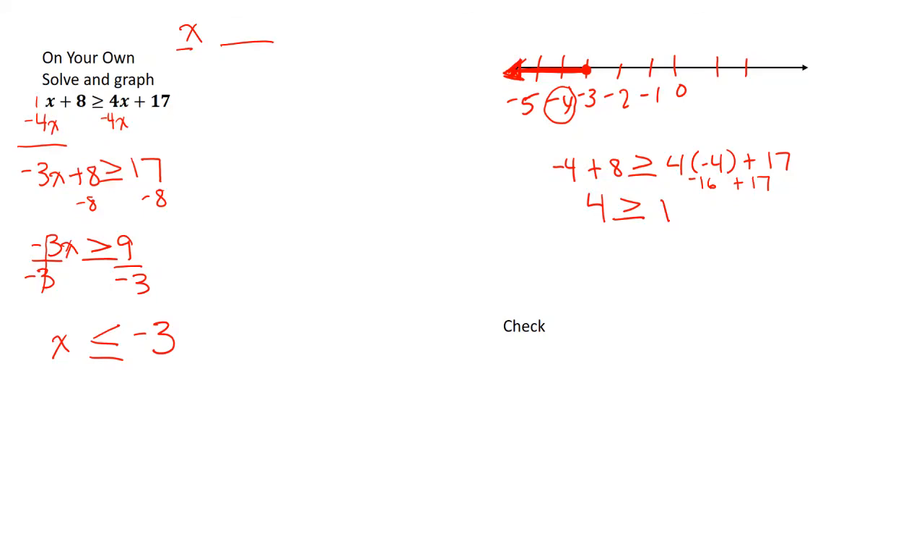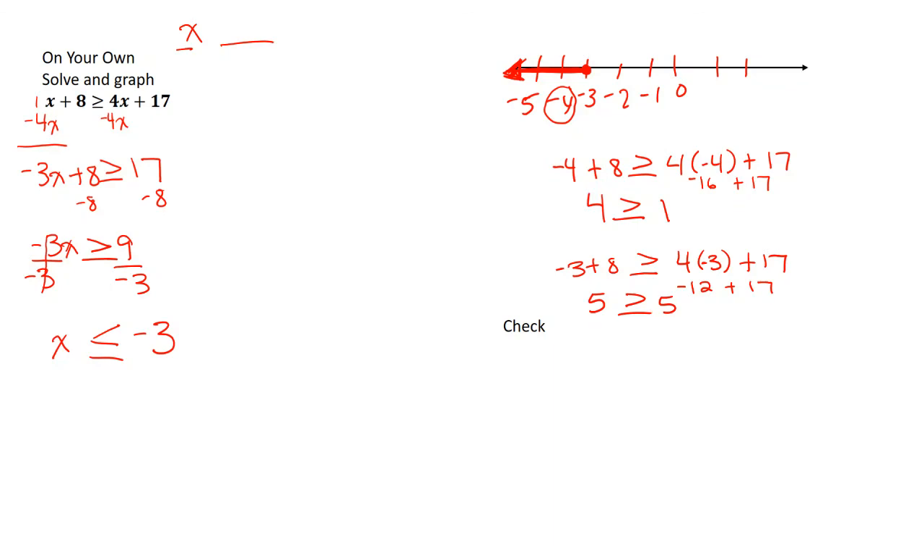Now we can go ahead and try negative 3. It should be true now. So if we say negative 3 plus 8 is greater than or equal to 4 times negative 3 plus 17. Negative 3 plus 8 is 5, is greater than or equal to negative 12 plus 17, which is also 5, and 5 is indeed equal to 5. So that's true.